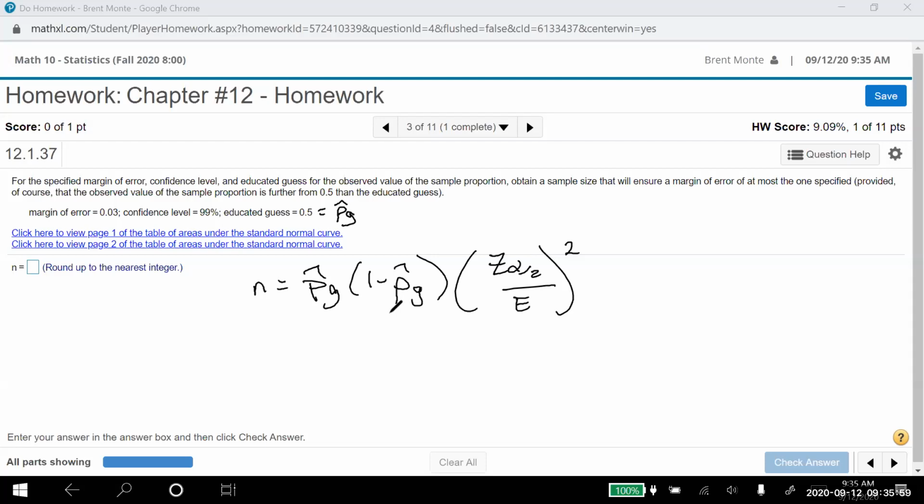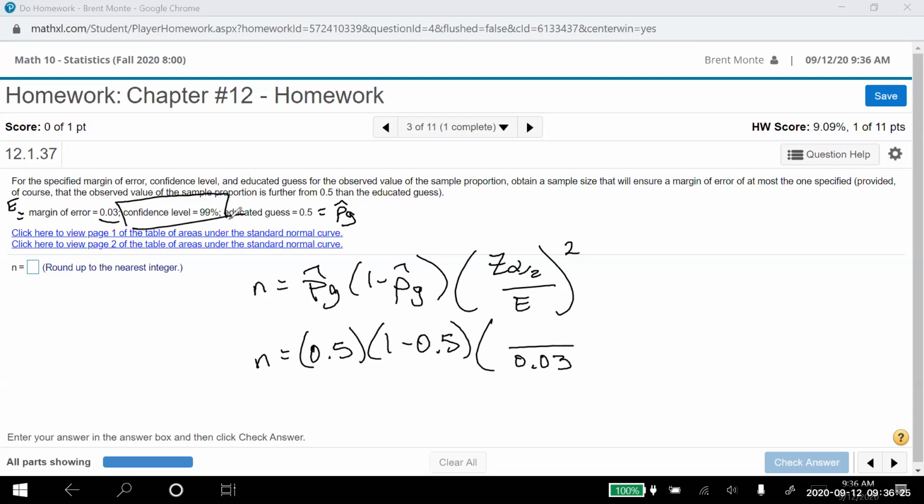Okay, so most of this we have. So we can go n equals, well, p hat sub g was 0.5, times 1 minus 0.5. Again, you can just put that in as 0.5 if you want to, because when you subtract, that's what you get. E, they tell us, oh, my margin of error is 0.03. That's my margin of error. So I go 0.03. And the only thing I don't have is, from this confidence level here, I use that to find z of alpha over 2. And I'll show you how we do that. On StatCrunch, it's really easy.